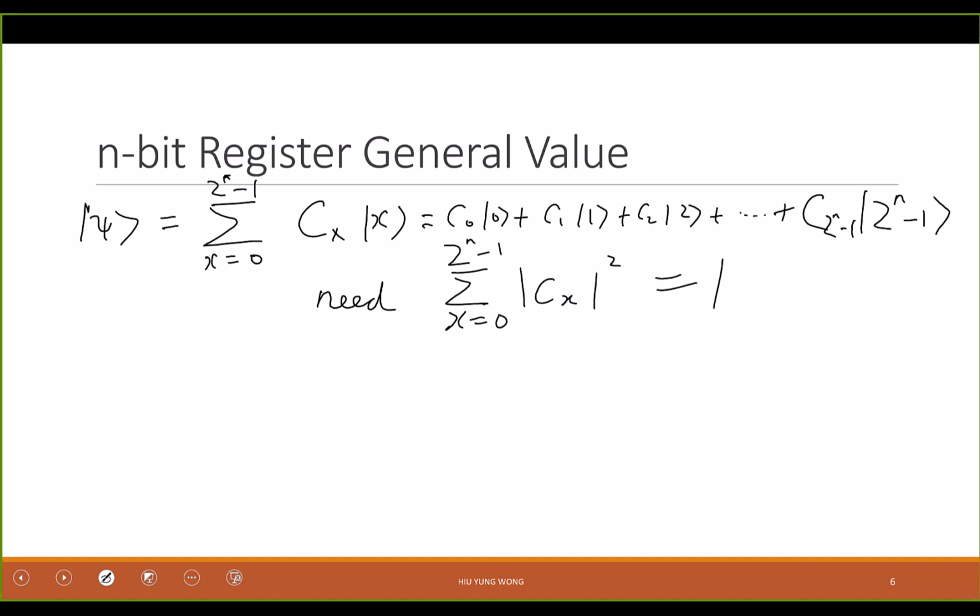The whole thing equals to 1. Okay? Now, quantum computing is the same. No, I cannot say that. One qubit is easy, but with multiple qubits the space grows very quickly. You still need to satisfy this one. Okay?